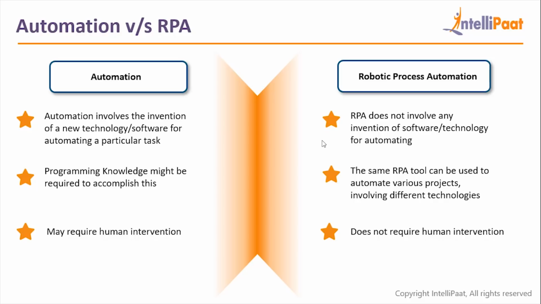Third thing is, automation may require human intervention. For example, in the case of calculators, we still needed human intervention to punch in the numbers. But in RPA, the whole idea about the technology was to remove human intervention completely, and that is why you do not require human intervention when you are working with RPA processes. All right. So guys, these are the differences between automation and RPA.